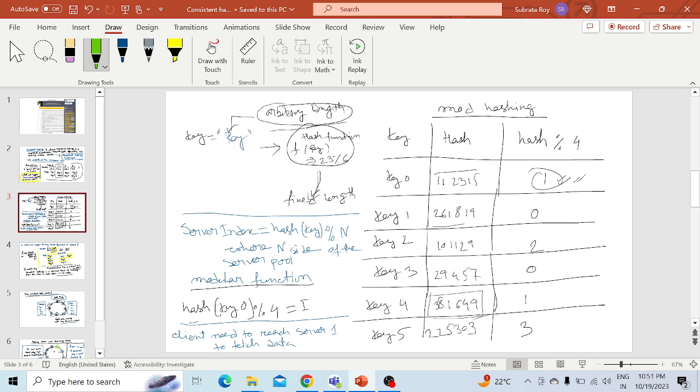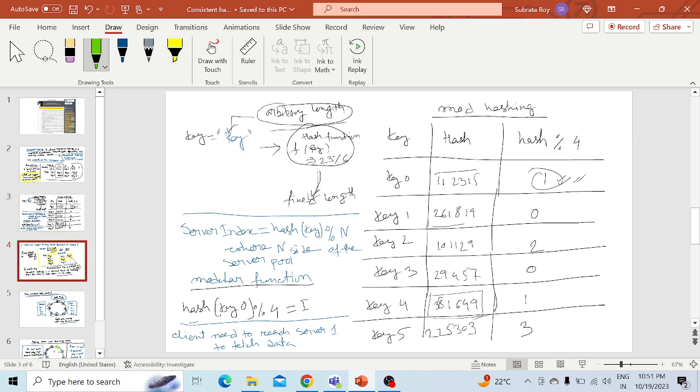Overall, hashing works like this: you have arbitrary length input, and the output is a fixed length. The server index equals hash of key mod n, where n is the server pool size. Here we decided the pool size is 4. That's very straightforward, there is no complexity over here.